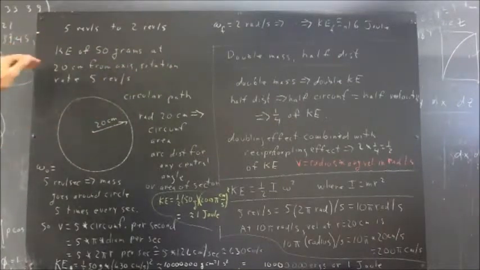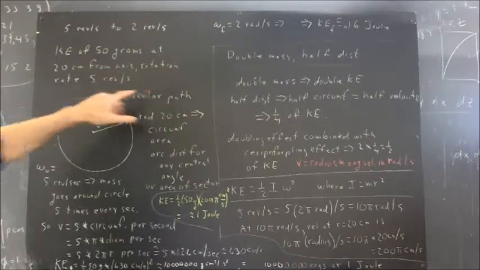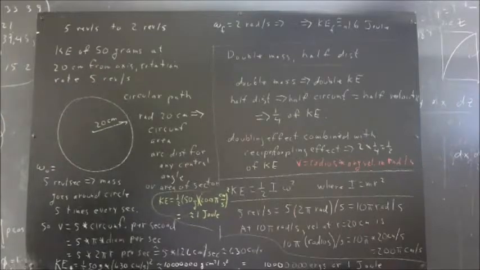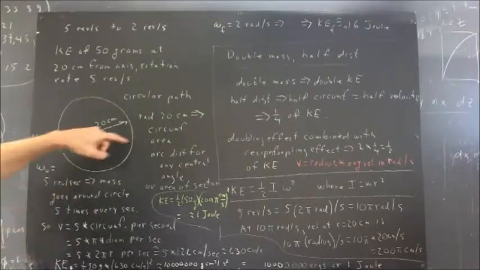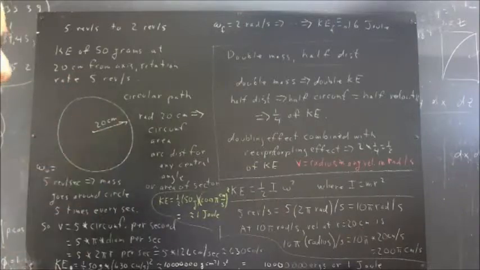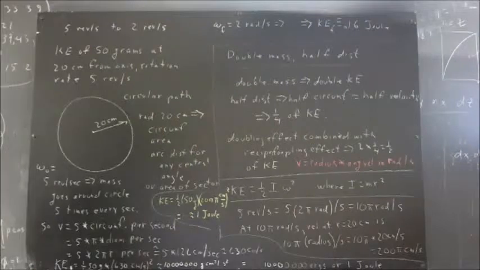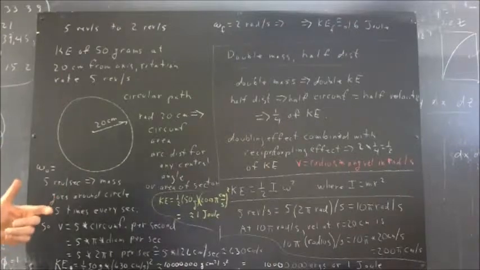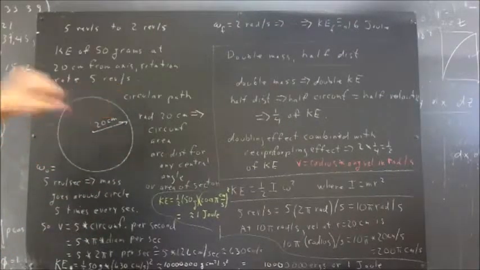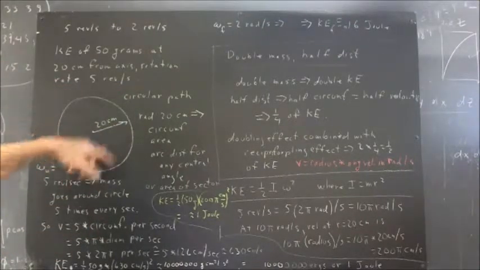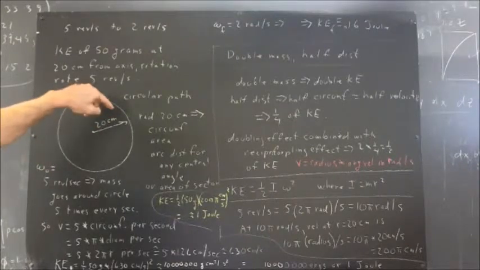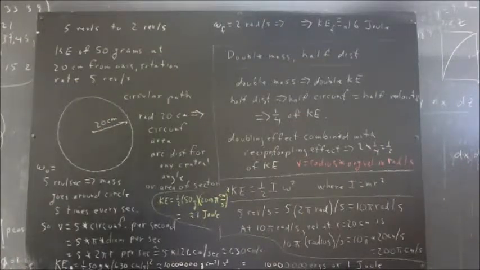Okay, so 20 centimeters from the axis, rotation rate 5 revolutions per second. What does that mean? Well, a revolution means you go around the circle once. Now, we're trying to figure out the kinetic energy of this mass. We need to know how fast it's going. So, how fast is something going if it goes 5 times around a circle of 20 centimeter radius every second?